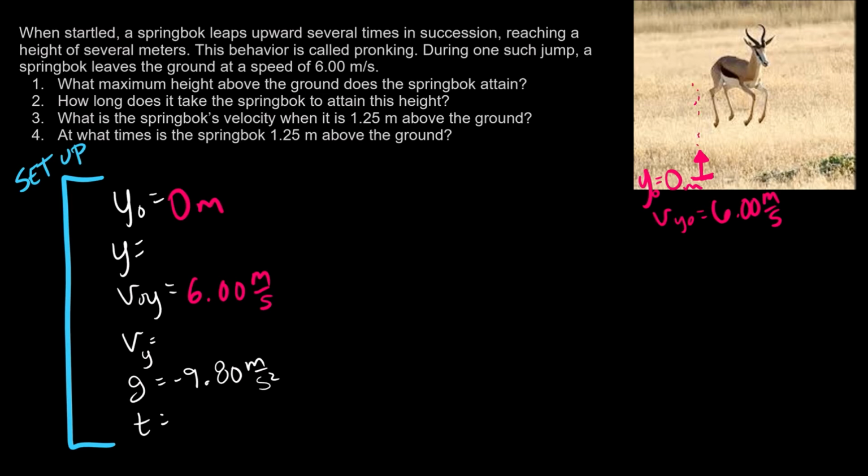Okay, and we're trying to find what maximum height above the ground this springbok gets. So he jumps up. Remember, we're modeling his center of mass, and then he comes back down. So we want to know how high he gets. So we want to know y at the height of his jump. So to do a little bit of thinking here, what other piece of information do we know if he's at the highest point in his jump?